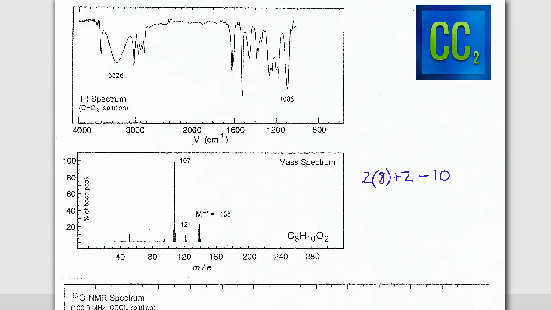Now there are a couple other things thrown in there like the halogens and nitrogens. However, we do not have halogens or nitrogens in this formula, so we don't need to worry about that. And we're going to divide all of that by 2. So if we do that, that comes out to 8 over 2, which is going to reduce down to 4. So there are 4 degrees of unsaturation.